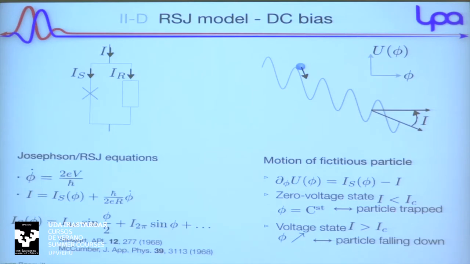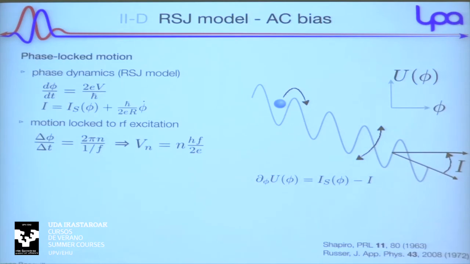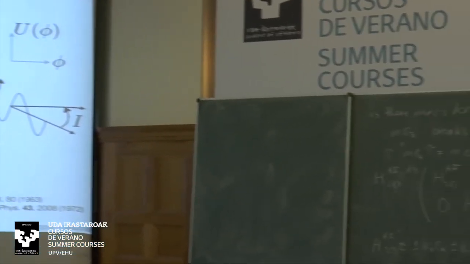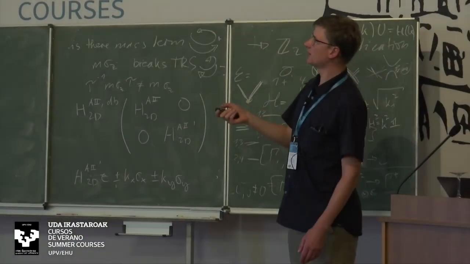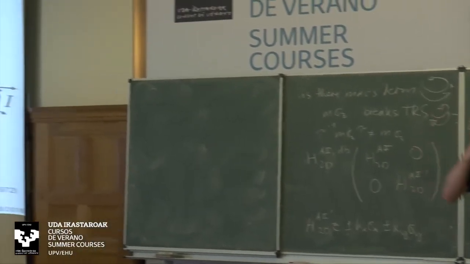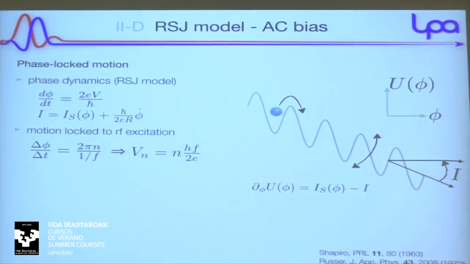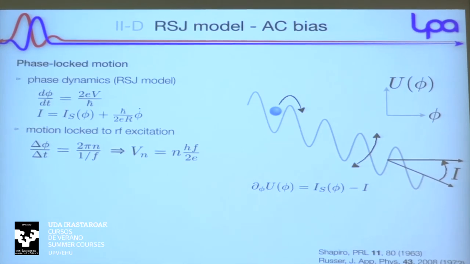Now we move to a slightly more complicated case, which is the case of an AC drive, which means that you do not only apply a DC tilt, but you start to have an oscillating tilt like this. And if you do that, then you can understand that you can lock the motion of the particle with the oscillation of the tilt. What I mean by that is that you can find a regime in which, as you lower the potential, the particle will start to move, but then you raise the potential again and the particle is trapped again. And if you do that many, many times, this means that the particle will move from one minimum to the next one for every cycle of the excitation. And if you have such a motion, then this means that the increment of the phase, delta phi, is equal to 2 pi for each period of the excitation.